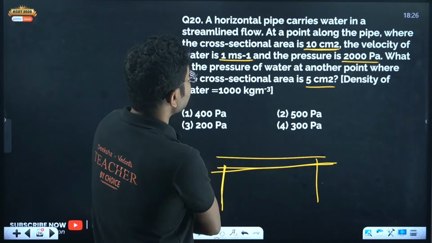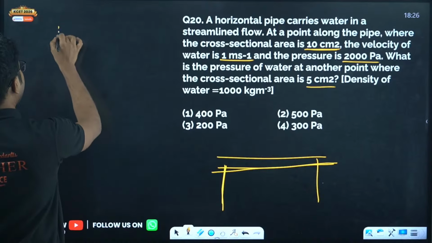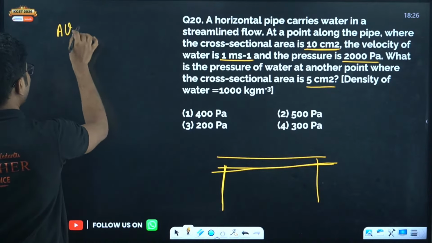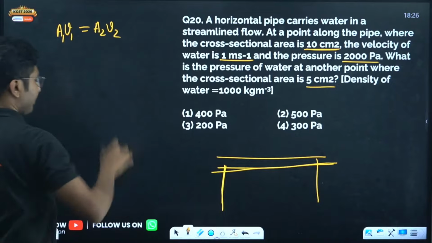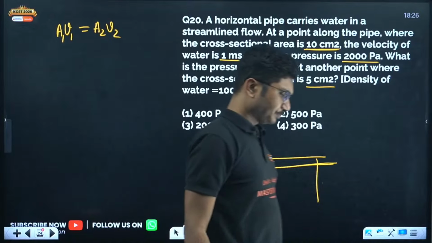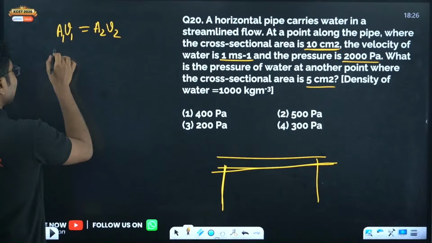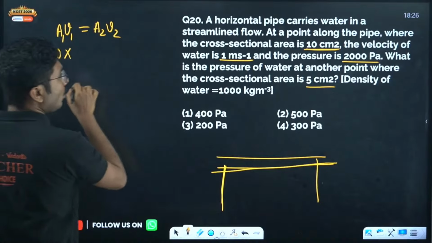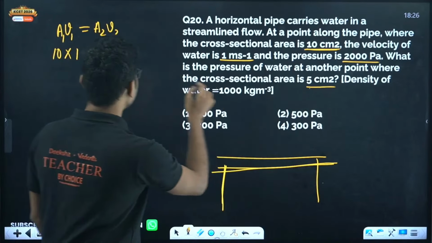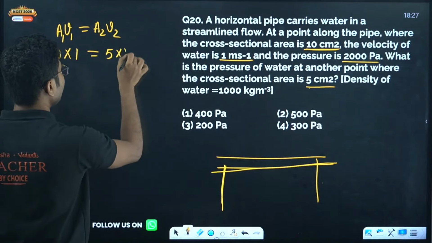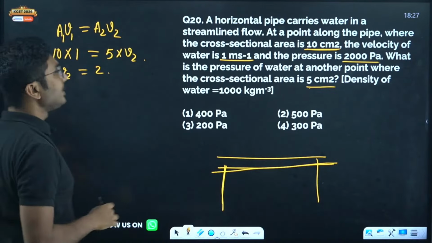Where the cross-sectional area is 10 centimeter square, speed is 1 meter per second, so A into V is constant, so A1 V1 is equal to A2 V2. This is the first step, okay. So first step you have to calculate V2. That means 10 into 1 meter per second equals, area here is 5 centimeter square, so 5 into V2, so V2 must be equal to 2. So V2 we have calculated.